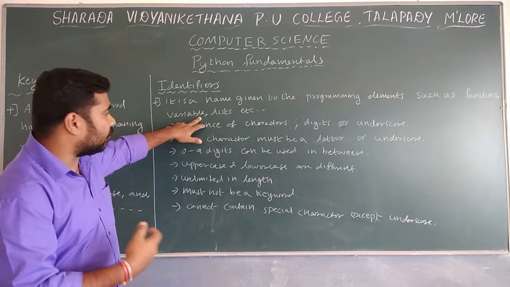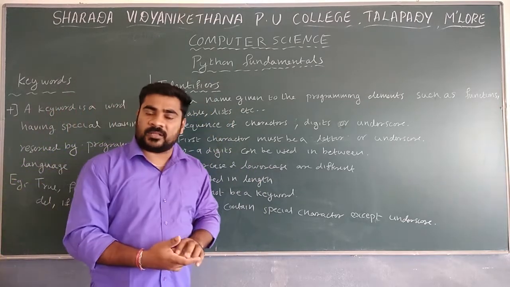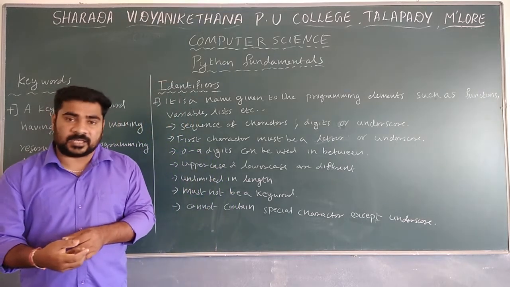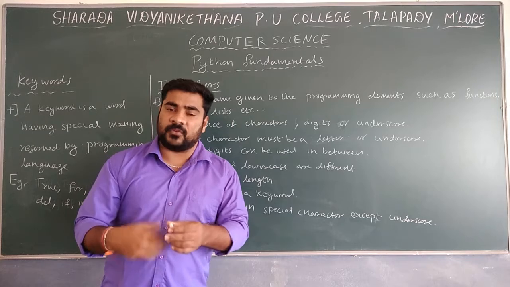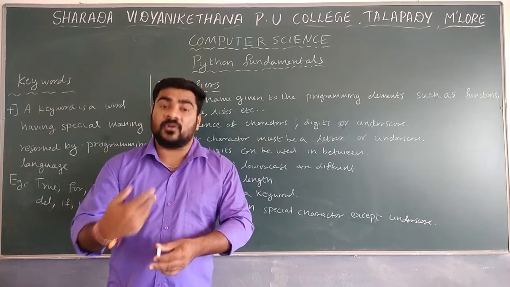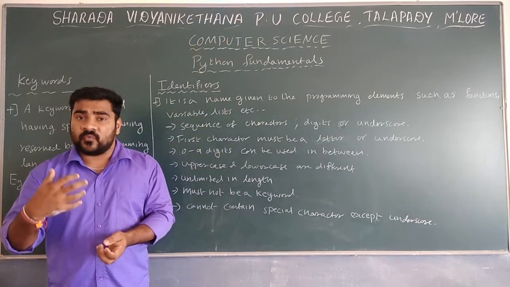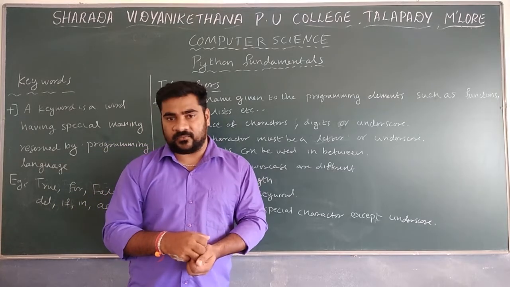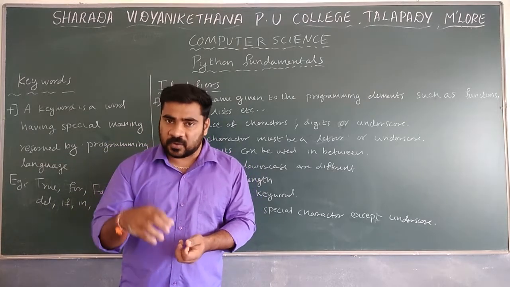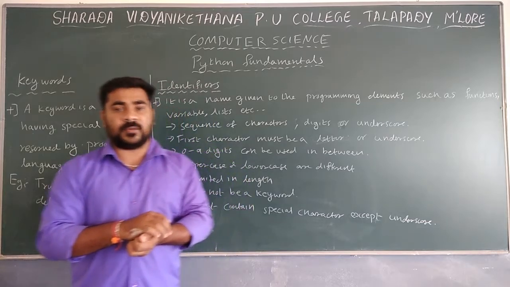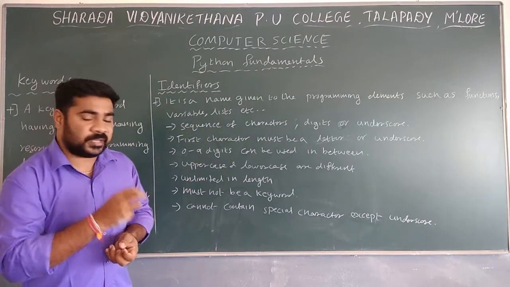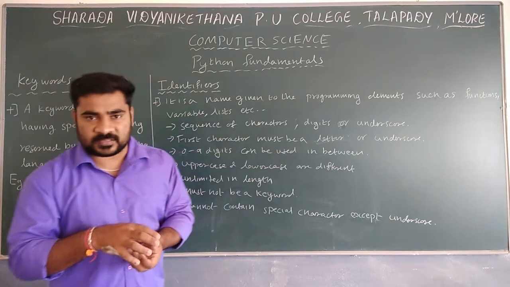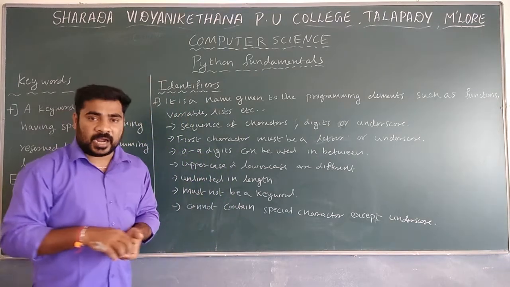For variables also we can provide a name. For lists also we can provide a name. For dictionaries also we can provide a name. So like that, different programming elements are there. For every programming element, you have to provide a particular name, then only can we understand it. Whenever you provide the name for a programming element, that is known as an identifier. Identifier means a name given to programming elements like functions, variables, lists, dictionaries, strings, anything whatever it is.